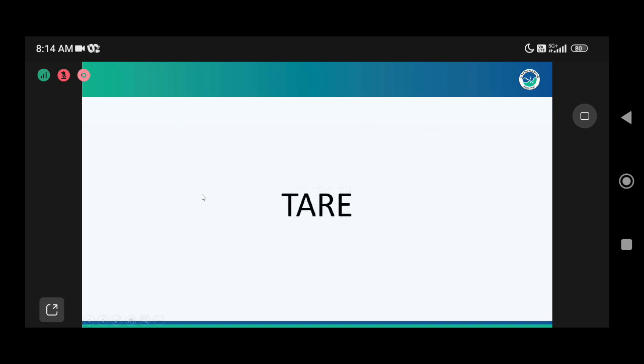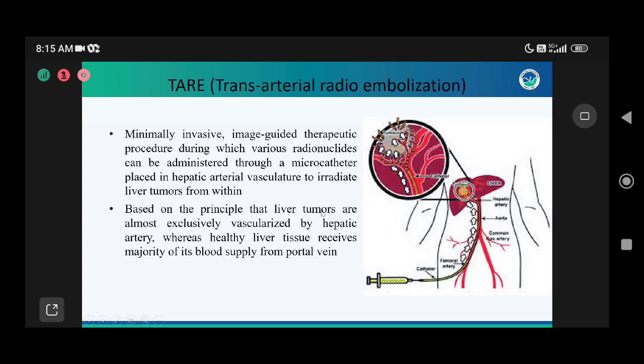Coming to the last topic, which is the TARE. So TARE is transarterial radioembolization. It's a minimally invasive radio-guided procedure, in which radionuclides can be administered through a microcatheter, which is placed in the hepatic arterial vasculature. This is to irradiate liver tumors. So we don't occlude the tumors, we just go there and we inject the radioactive substances.